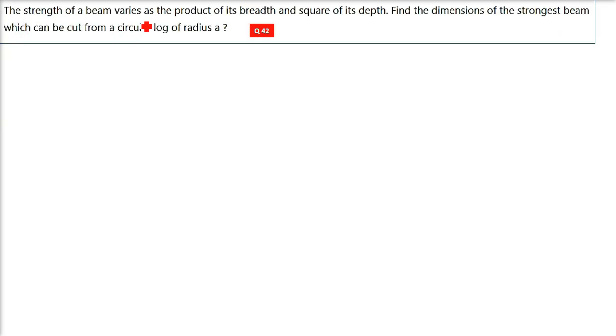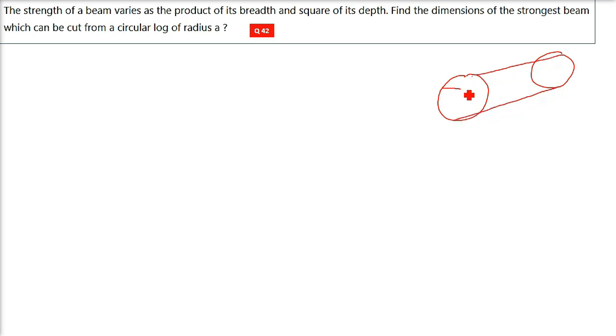The strength of a beam varies as the product of its breadth and the square of its depth. Find the dimension of the strongest beam which can be cut from a circular log of radius A. Remember, this radius A is already given. This is the circular log. Just assume that you have cut a part of a tree and that is the circular log.